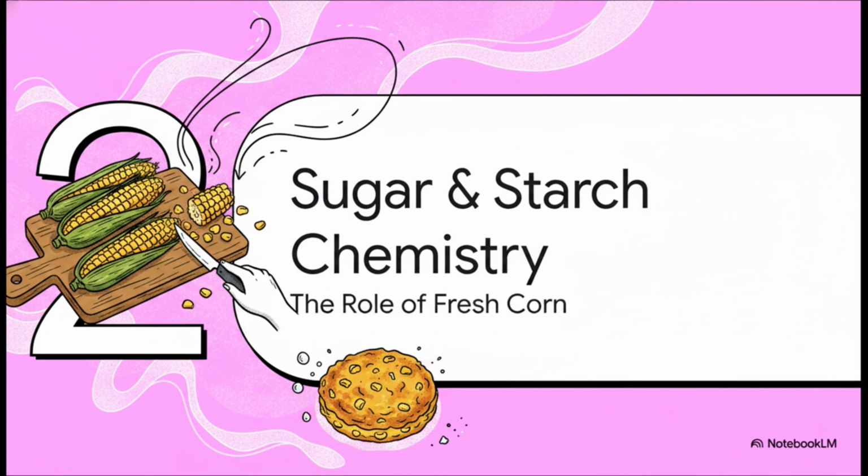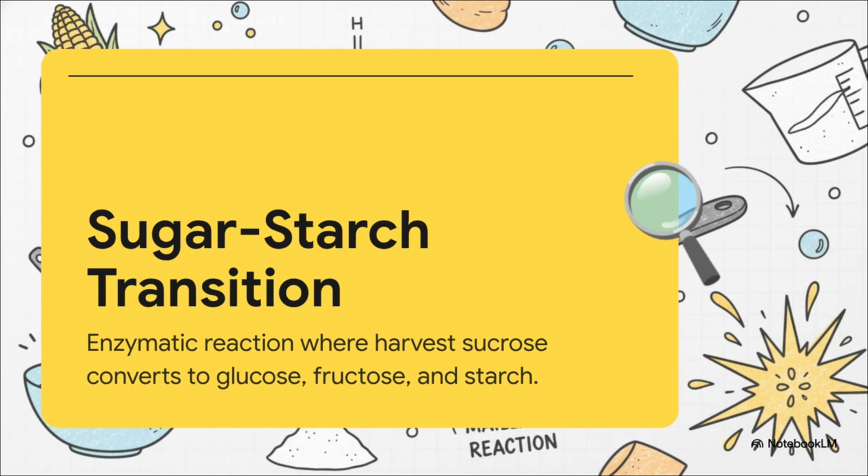Moving right along to Section 2, Sugar and Starch Chemistry. Okay, here's something absolutely fascinating. It's called the sugar-starch transition system. See, the literal second an ear of corn is harvested, an enzymatic reaction kicks off. The naturally high levels of sucrose inside the kernels start converting into glucose, fructose, and eventually just plain, bland starch. This is exactly why you absolutely must use fresh corn on the very day you buy it. You are literally in a race against a chemical clock to capture that maximum natural sucrose sweetness before it flatlines into pure starch.